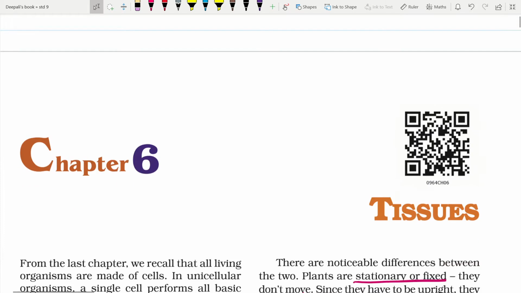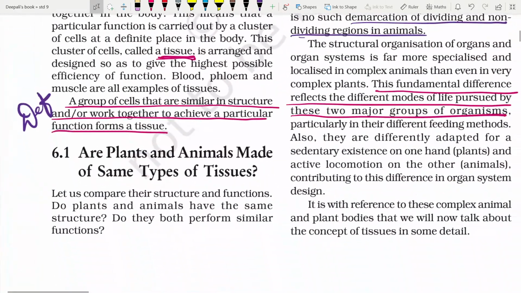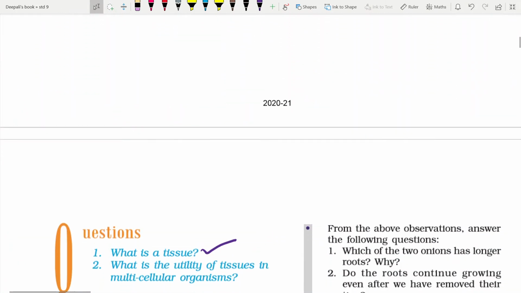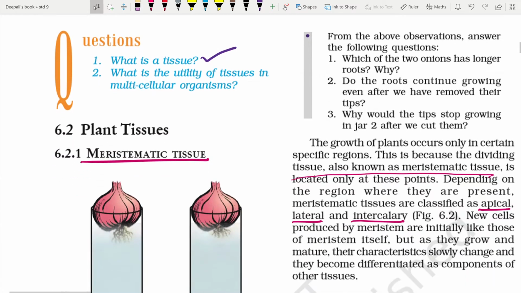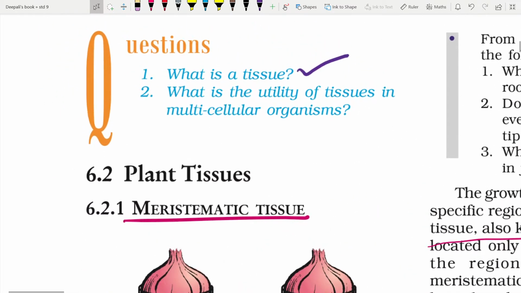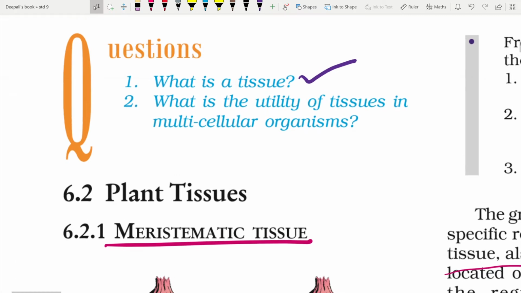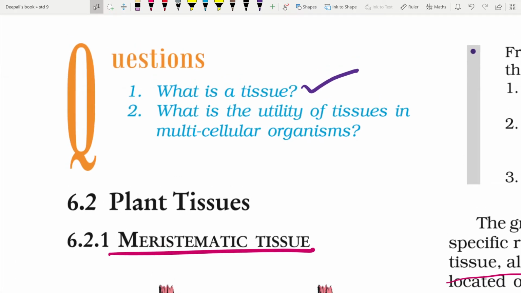In this session, we are going to study about the plant tissue. We already understood what is a tissue and how the plant and animal tissues are different. Now, what is plant tissue? We all know that tissue means a group of cells performing specific functions and having specific structures.